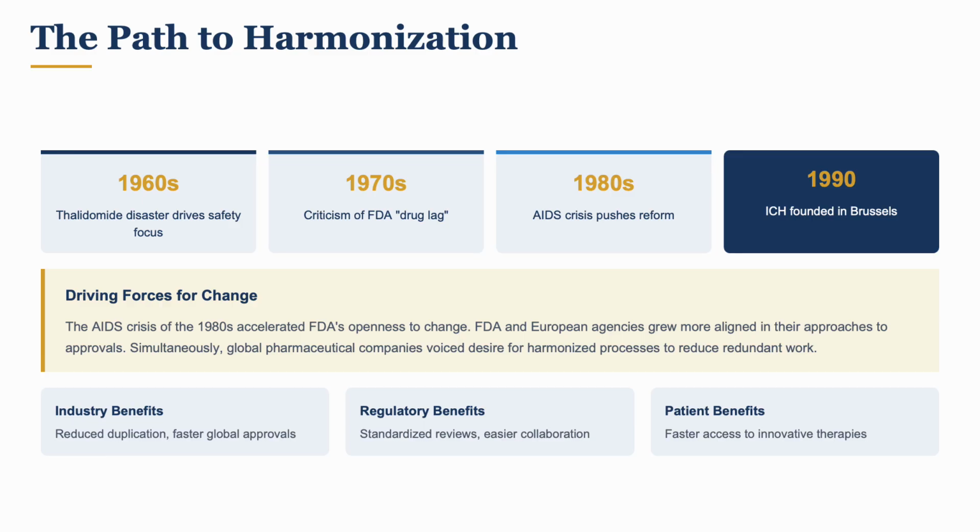By the 1970s, there was growing criticism that FDA's rigorous approach was preventing Americans from accessing drugs available elsewhere. The 1980s brought the AIDS crisis, which dramatically changed the conversation. Patients were dying of a disease with no effective treatments, and the traditional regulatory timeline seemed unconscionable. This created pressure for reform and opened FDA to change.